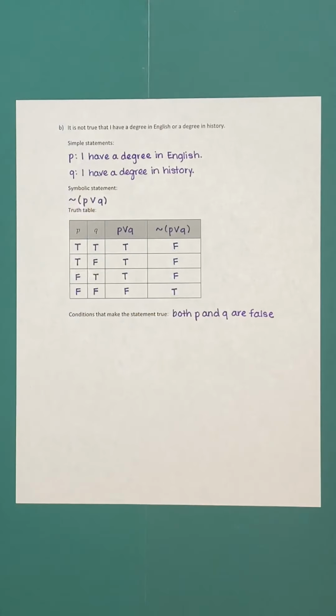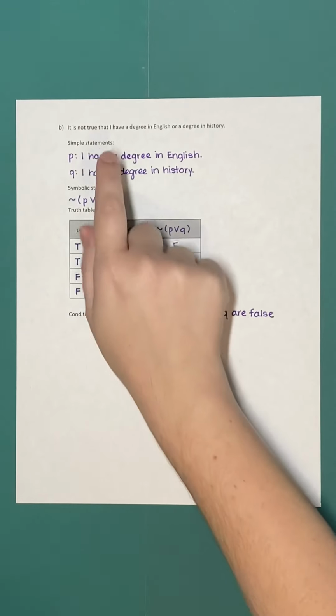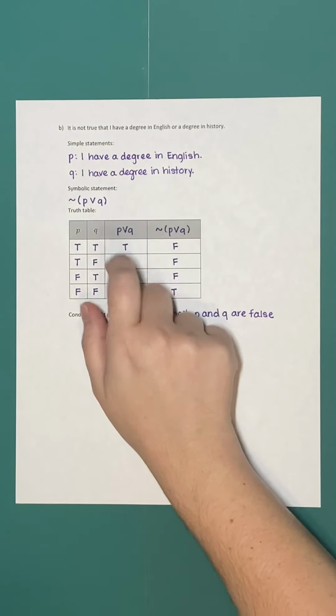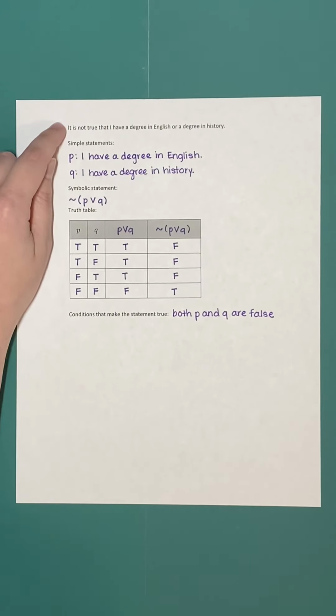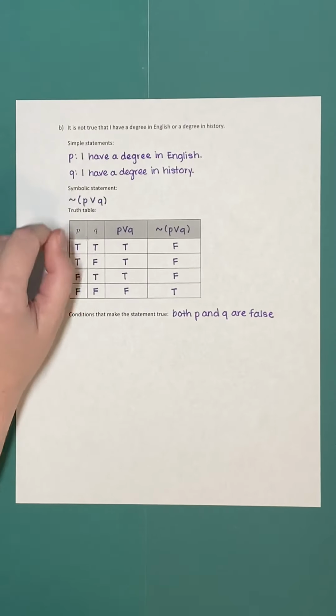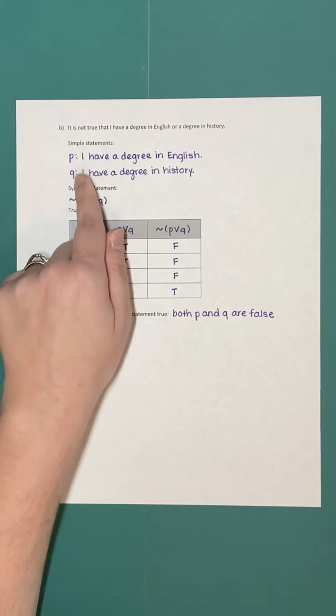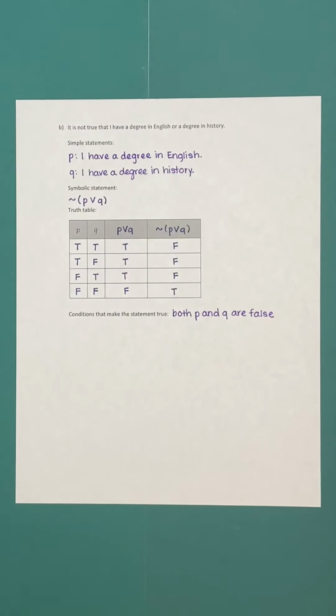What does that mean from the practical standpoint? Well, if I say that P and Q are false, what I'm saying is I don't have a degree in English, I don't have a degree in history. So the statement, it is not true that I have a degree in English or a degree in history, that whole compound statement would only be true if it's not the case that I have a degree in English, and it's not the case that I have a degree in history.